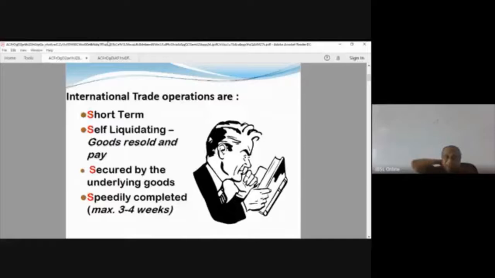Two unknown parties. Goods are coming from one country to the other. Anything can happen, right? Piracy can take place. Maybe the ship may be sunk. Goods will be damaged. Somebody will come and loot the goods. Looting. Anything can happen. Right? So, it is a high risk element.